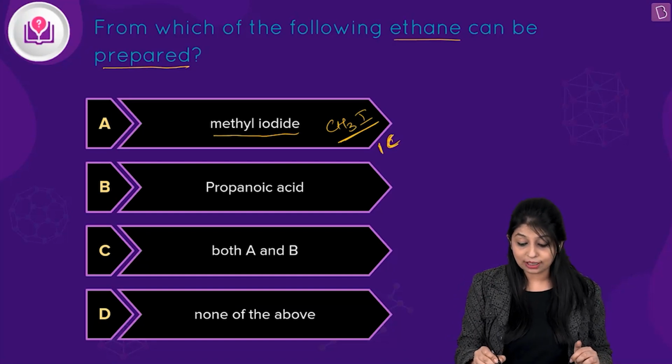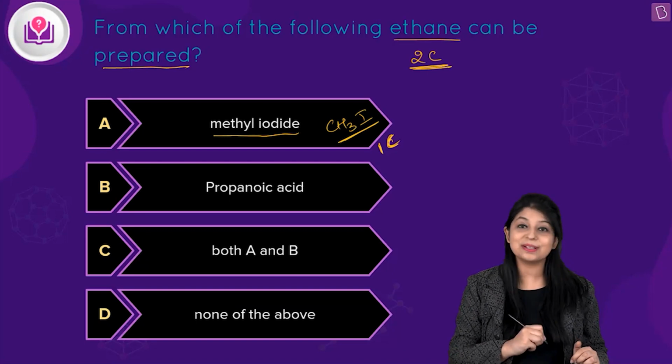And in the product, what do we have? We have two carbon atoms. So which reaction is that in which we have an alkyl halide as the reactant and it gives an alkane as a product, and we get twice the number of carbon atoms in the product? Well, that is the Wurtz reaction. Right, what happens in the Wurtz reaction?